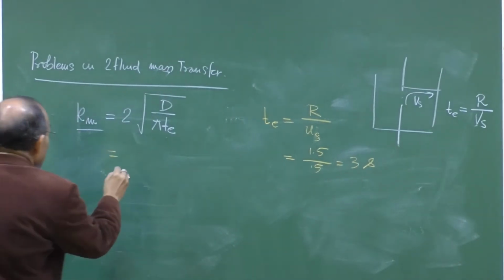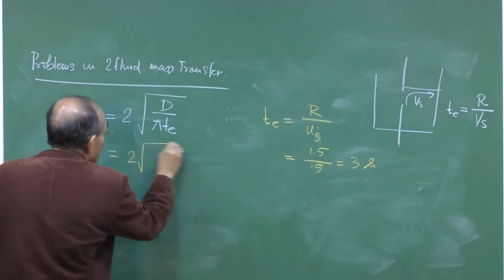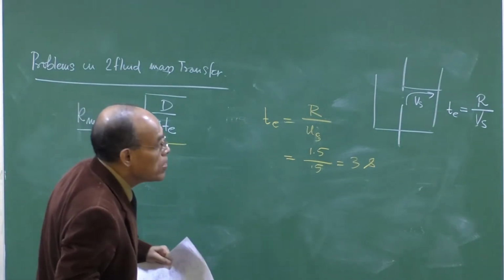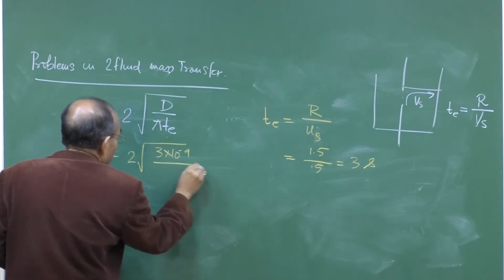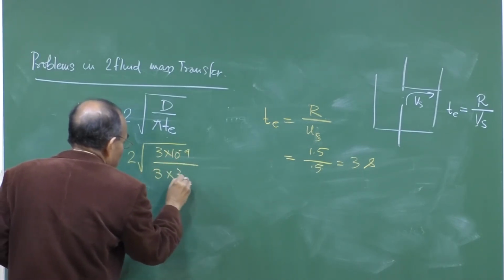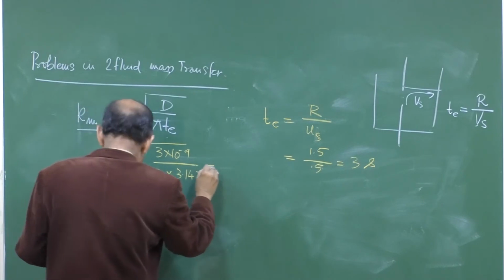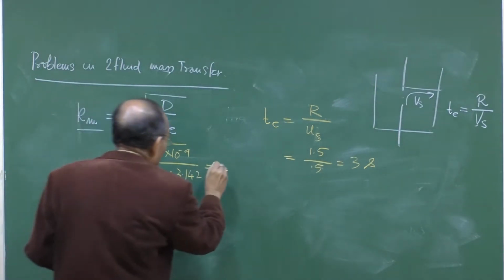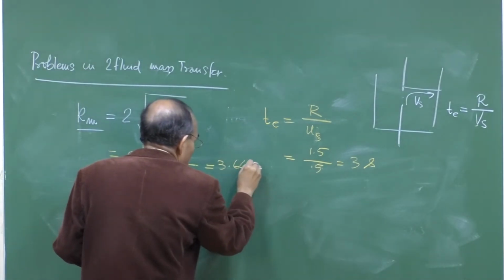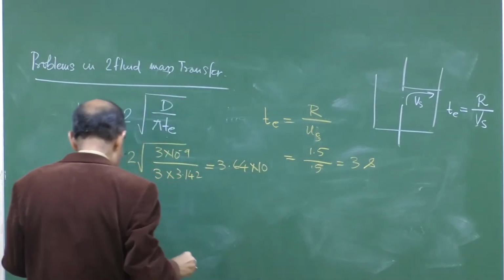Therefore, the mass transfer coefficient is 2 into the diffusion coefficient, that is 3 into 10 to the power minus 9, divided by 3 multiplied by 3.142, under a square root, and this value comes out to be 3.64 into 10 to the power minus 4.